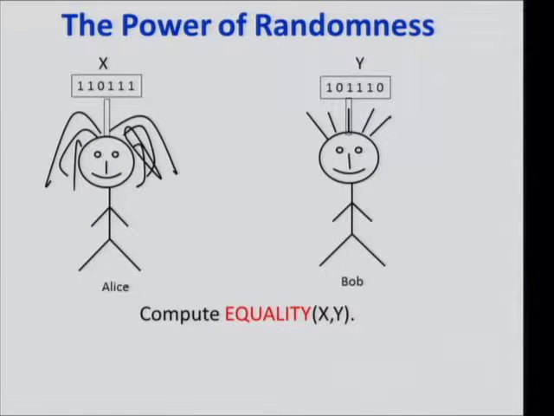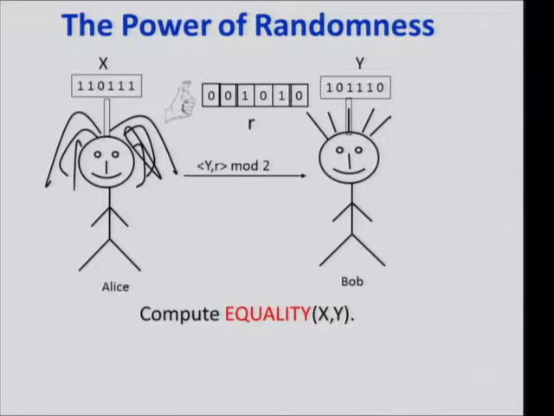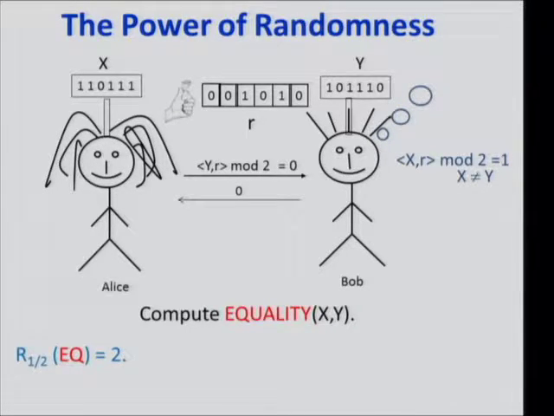So I'm being quick here. Why? Because take the same function, equality. Now, Alice and Bob have access to public coin randomness. So they jointly throw some random bits, which we call R. And all that Alice does is take a hash of Y with R. So Alice takes the inner product of R and Y, modulo 2, and sends the one bit answer to Bob. And Bob just checks if X inner product with R gives the same answer. If it doesn't match, he declares that the inputs are not equal.